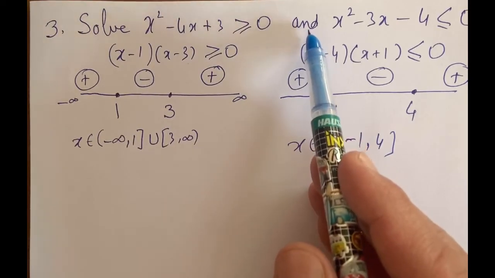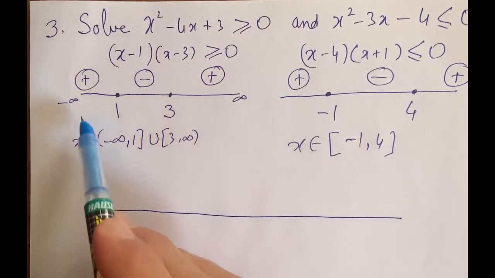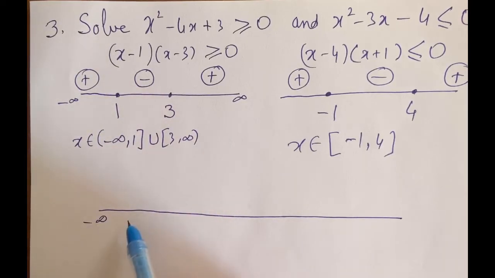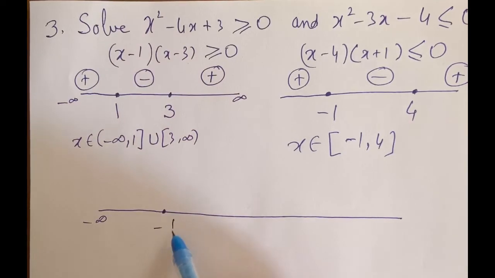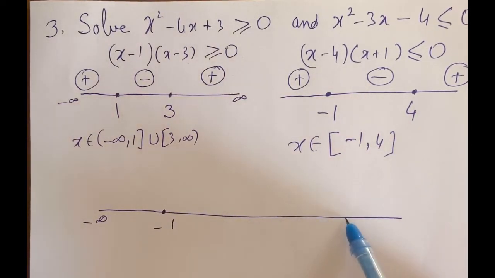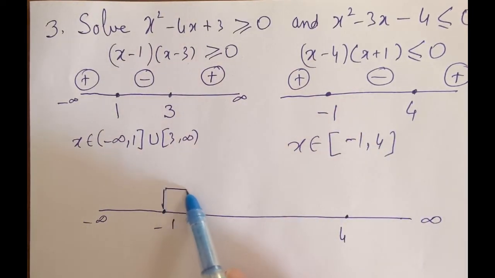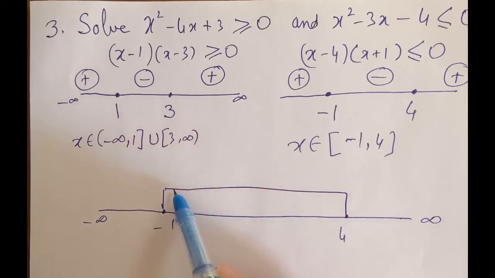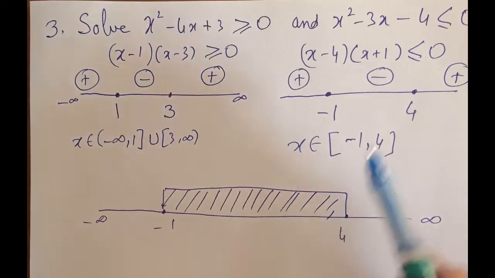And means intersection. So we again draw the number line. We mark these critical points: minus infinity, then next comes minus 1, and this is 4, and this is infinity. So the solution of this is minus 1 to 4. So let's shade it like this. This is the solution of the second inequality.